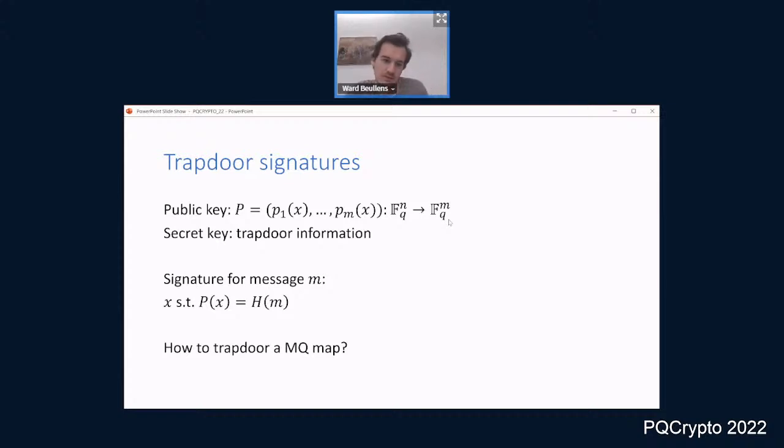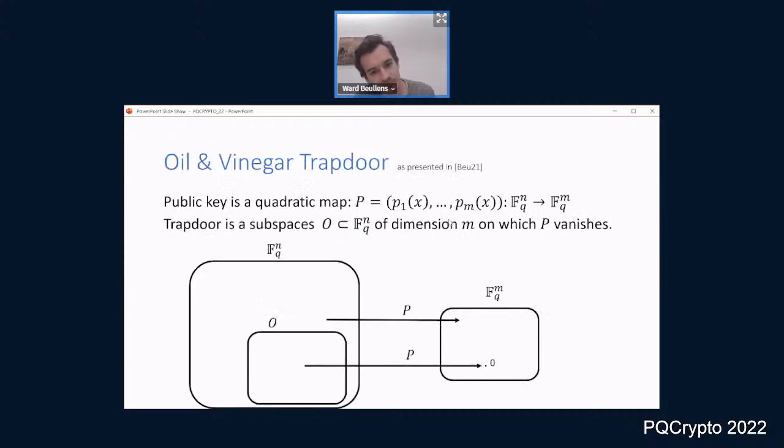And one way to do this, a very nice way if you ask me, is with the oil and vinegar construction. Right, so here, your trapdoor structure is a linear subspace O. We call this the oil space for mysterious reasons. And the dimension of this space is going to be equal to m, which is the dimension of the output space. Right? And what's special about this space O is that your function P vanishes on this space O, right? Meaning for every vector o in the space O, you have that P(o) is equal to 0.